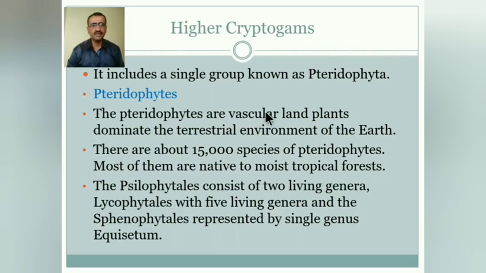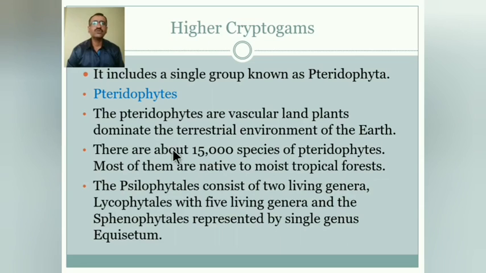Let us see here. Bryophytic plants are non-vascular plants, and they are the plant amphibians. Pteridophytic plants are vascular. That means vascular tissue is present in this newly evolved group, the pteridophyte, and again they are land plants. They dominate the terrestrial environment of the earth. As we know, most of the plants are present on land, so as compared to water, they dominate the terrestrial environment on the earth.